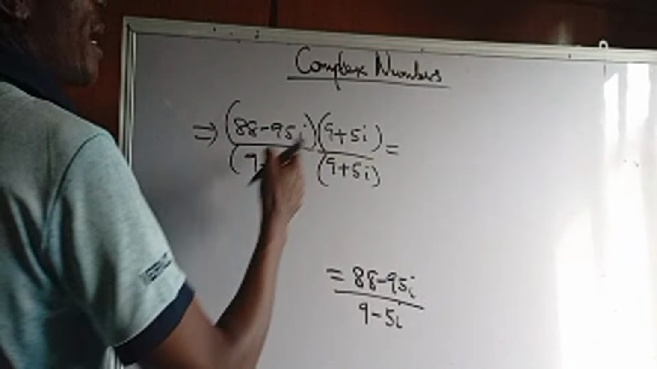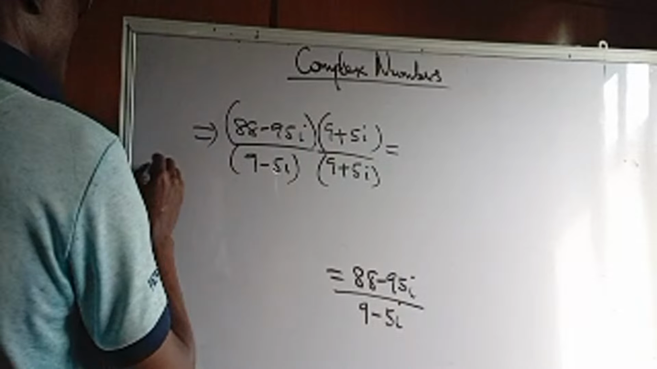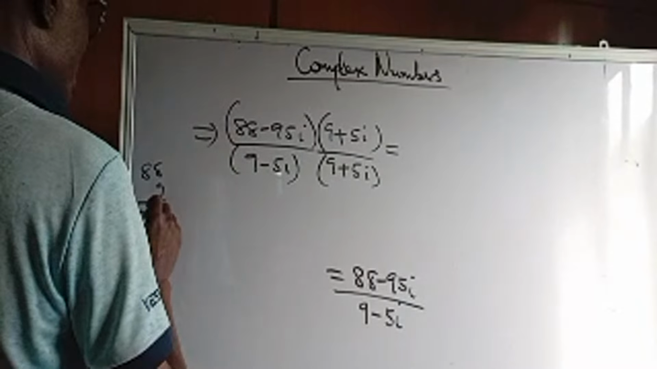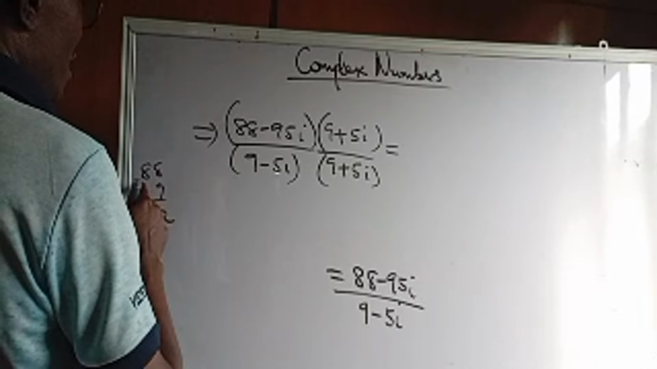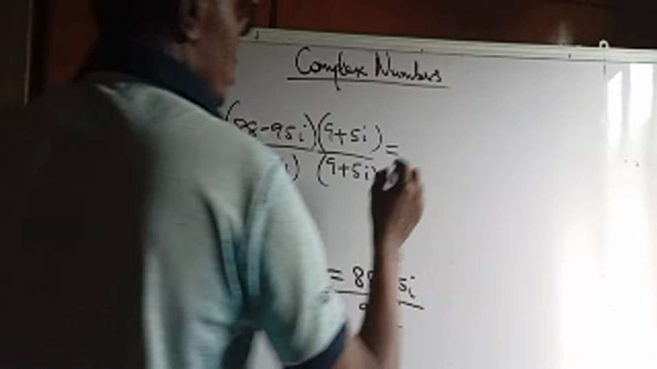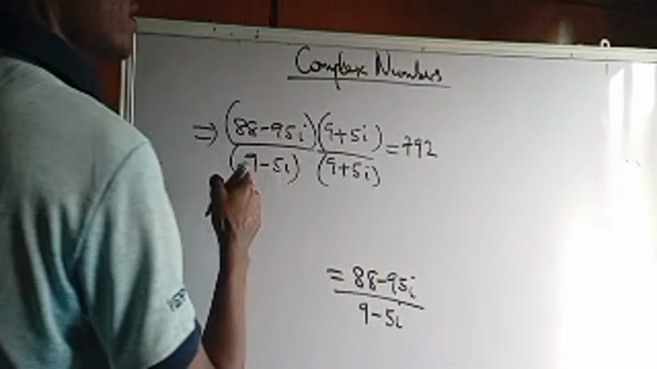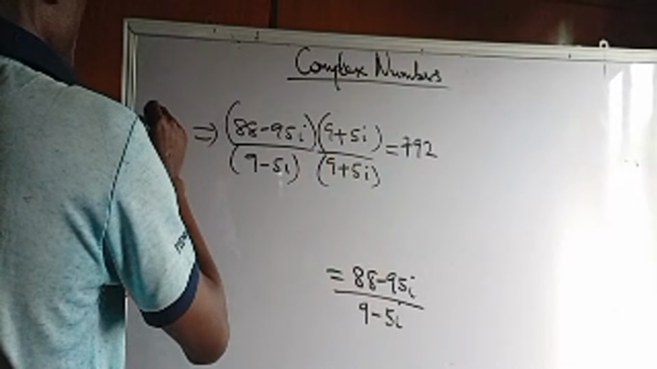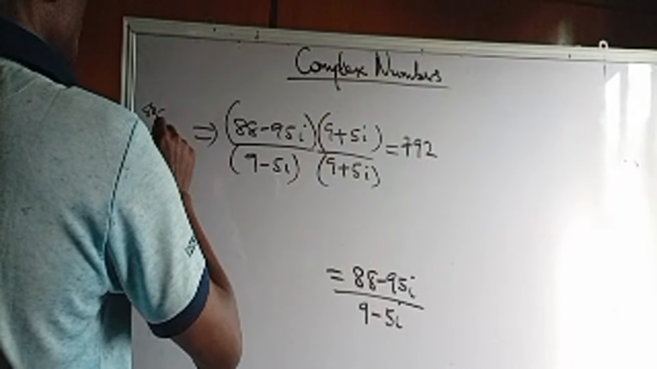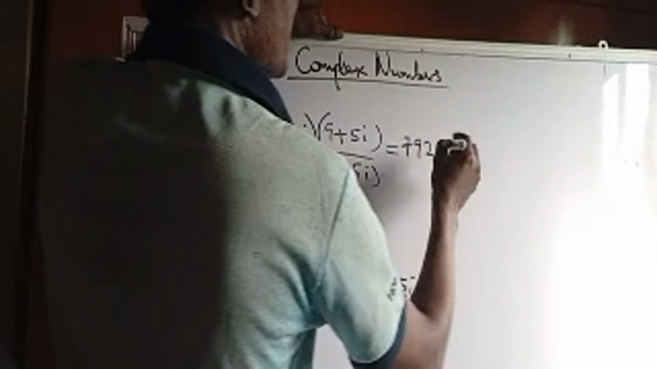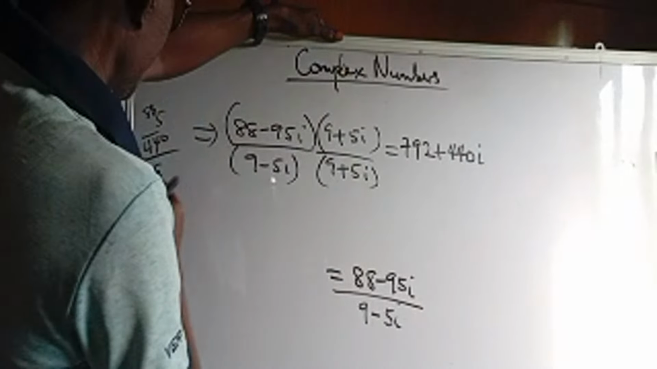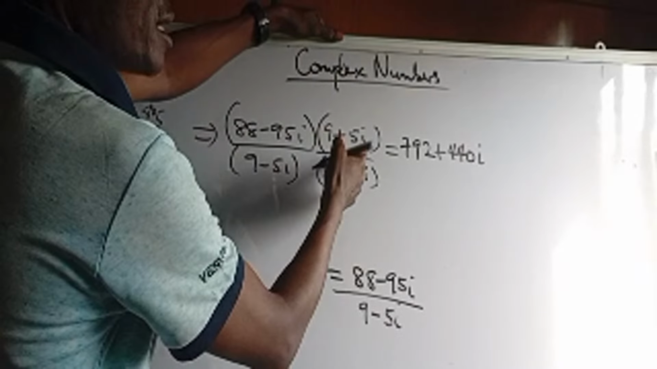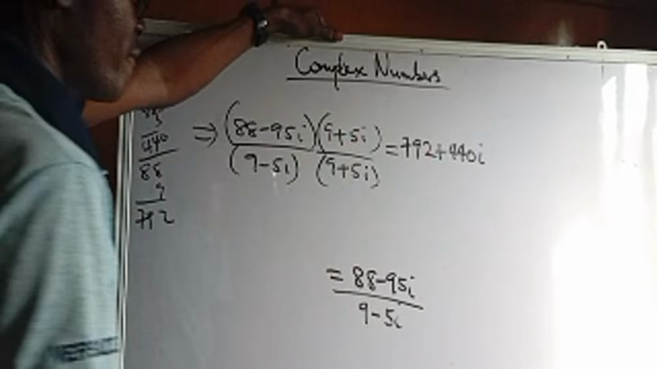So now let's expand. 88 times 9: 9 times 8 is 72, plus another 720, so 792. Then 88 times 5 is 440, so 88 times plus 5i is plus 440i. You have to be careful so that you don't miss the sign. 88 times 9 is 792, and 88 times plus 5i is plus 440i.